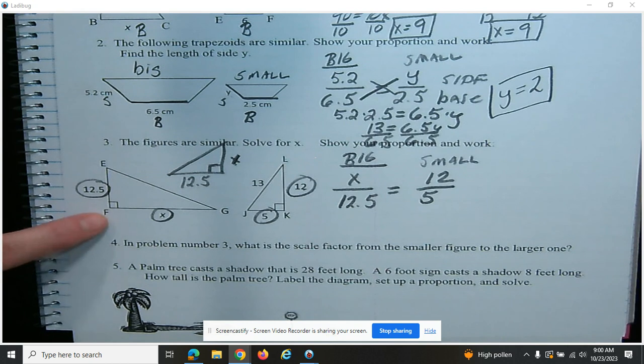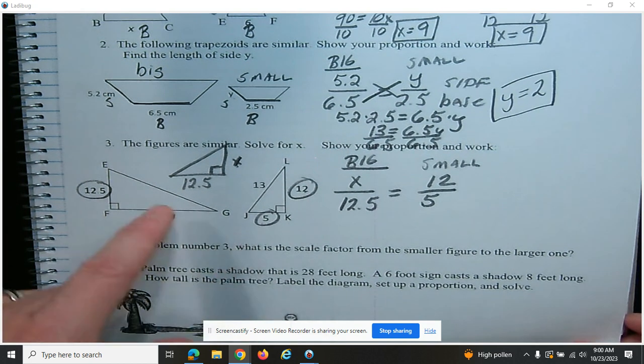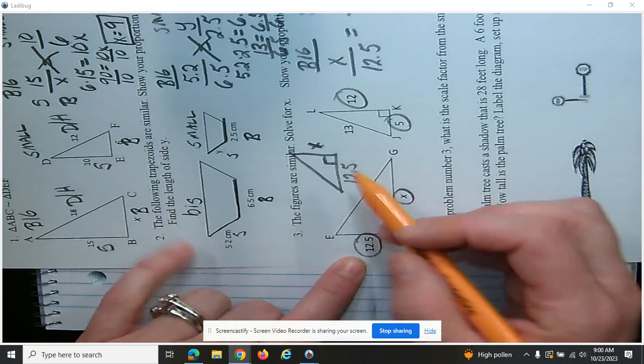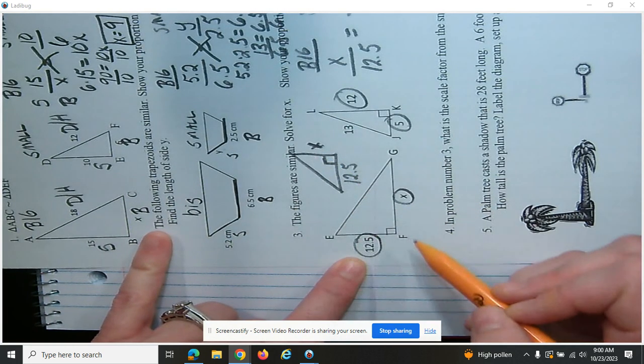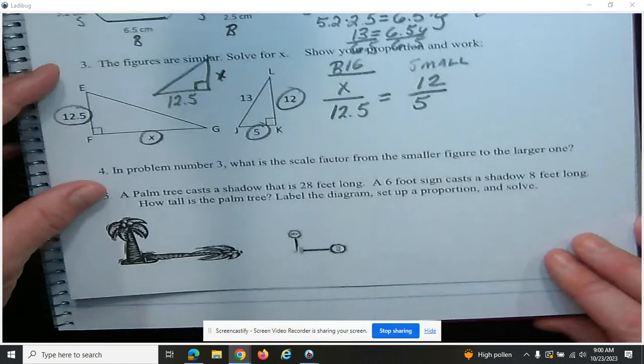Do you guys see how I rotated this one? I wanted the right triangle on the right, so I flipped it. And that's this picture right here. 12.5 is on the bottom, the X is on the side. Now what do I do, Trumel?